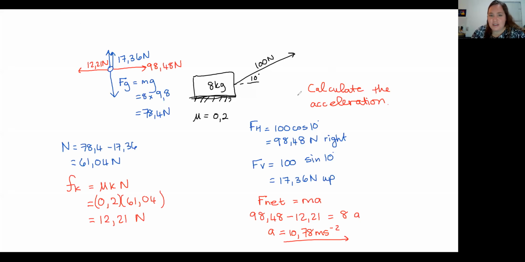Okay, so the first thing that I did was I resolved my 100 newtons into a vertical and a horizontal component. So the vertical component is going to be 100 cos 10. Sorry, that's the horizontal. And then the vertical was going to be 100 sin 10. Then I worked out the weight to be 78.4. And I said, well, if we've got 17.36 newtons upwards, then the normal would also have to cancel out some of the difference. So the normal would be the downward 78.4 minus the 17.36.